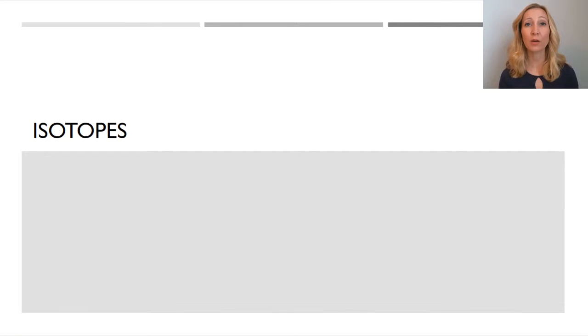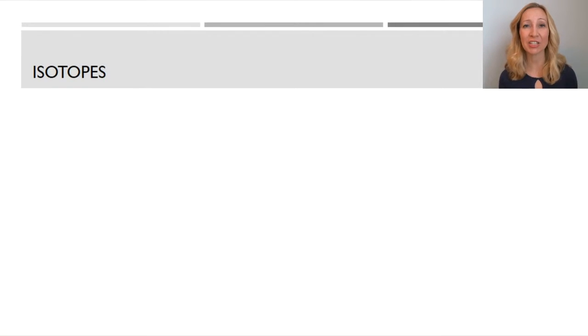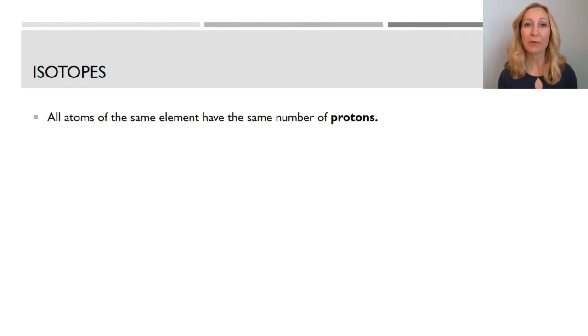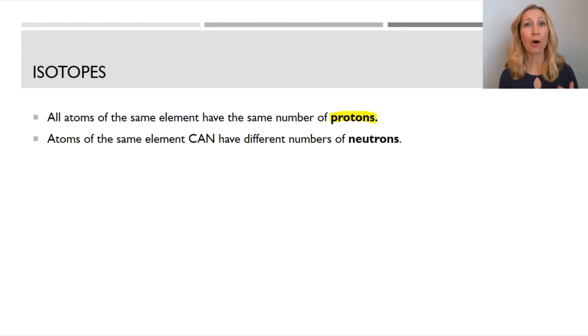In this video, we are going to talk about isotopes and how atoms of the same element can actually be different from each other. But first, it's really important to understand that all atoms of the same element have the same number of protons. This is what identifies an atom of a specific element, by how many protons it has. So all hydrogen atoms have one proton.